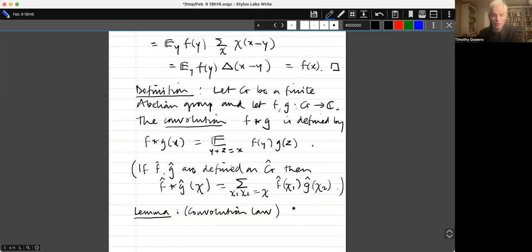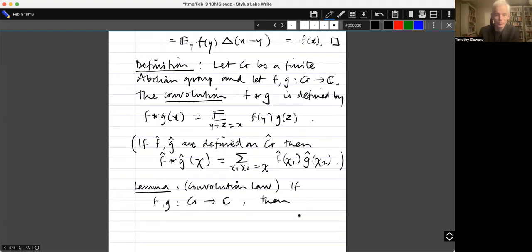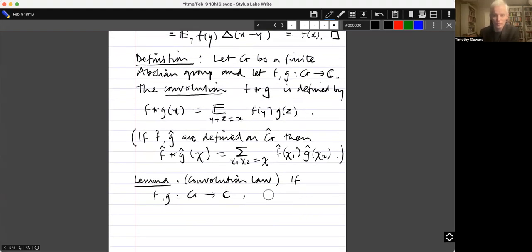So if f and g are maps from G to the complex numbers, and chi is some character, then f star g hat of chi equals f hat chi g hat chi.